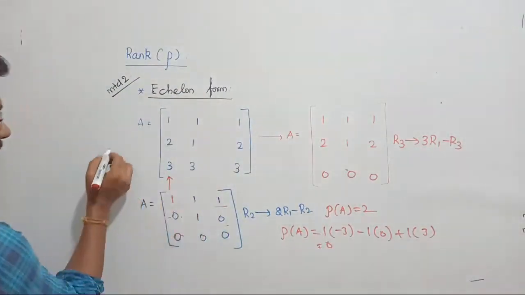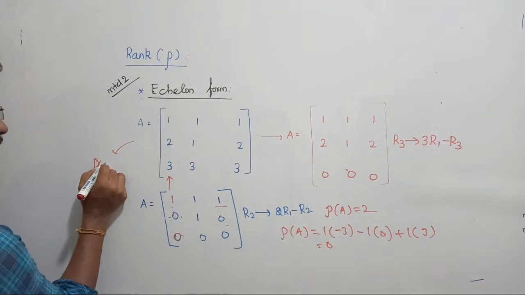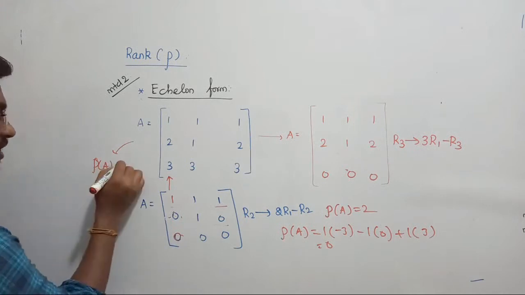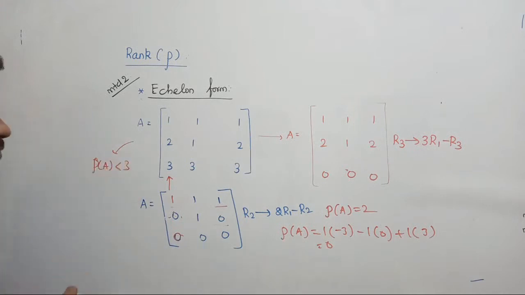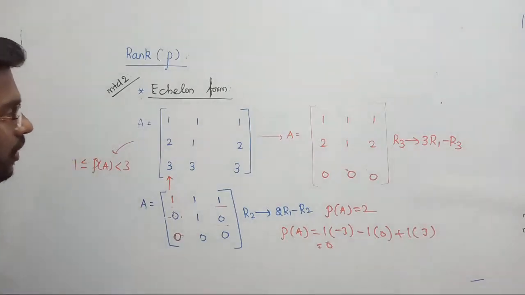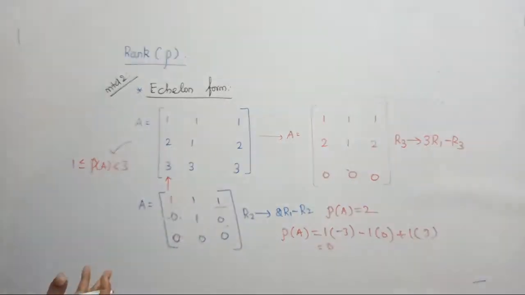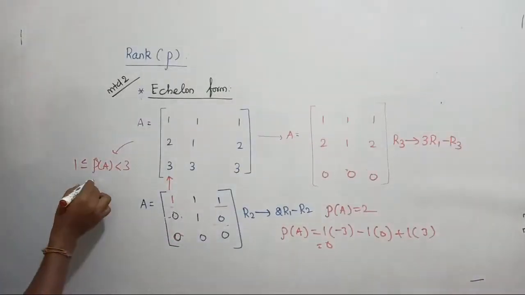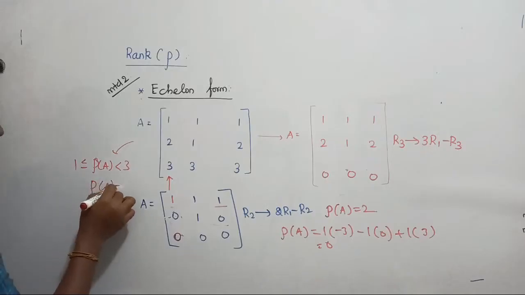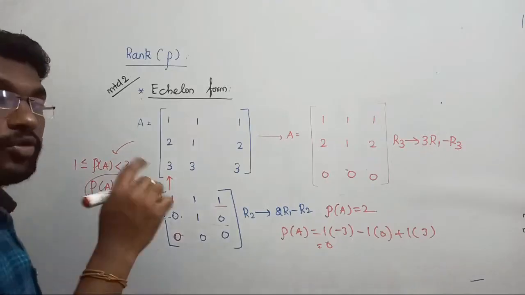If the determinant has become 0, then how will you write the rank? Rank has to be less than the order of the matrix, less than 3. If it is less than 3, then either it will be equal to 1 or 2. There are two possibilities. For that, we need to check the submatrix. 1 into 1 minus 2 will give you minus 1, not equal to 0. So the rank of the matrix is what? 2. That's all. Two steps. Method number 2 is simple.